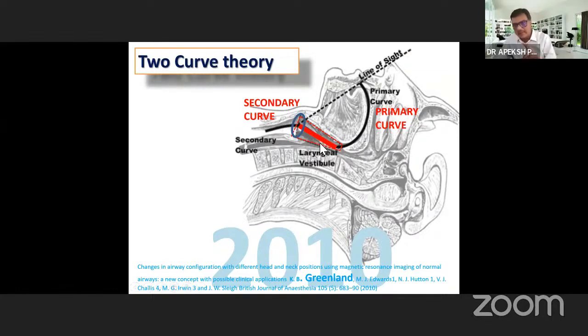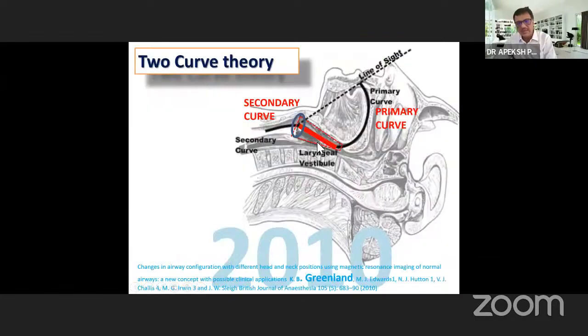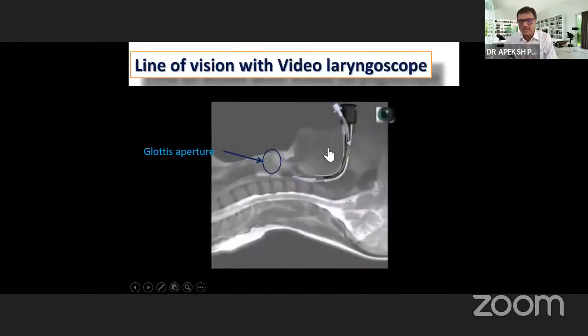And if you place the camera over this line and the camera is facing towards the larynx, you will get the laryngeal view. That's the basics behind video laryngoscopy. So you need to place a camera over this line to get the laryngeal view. That's the basic. So indirectly, we are shifting our eyesight into the pharynx to take the image of the larynx.